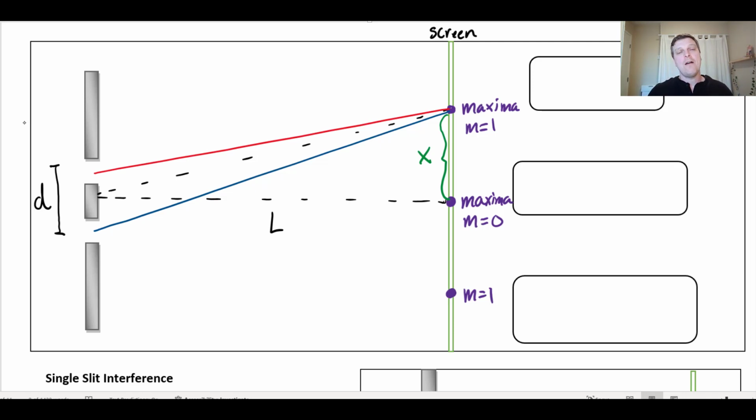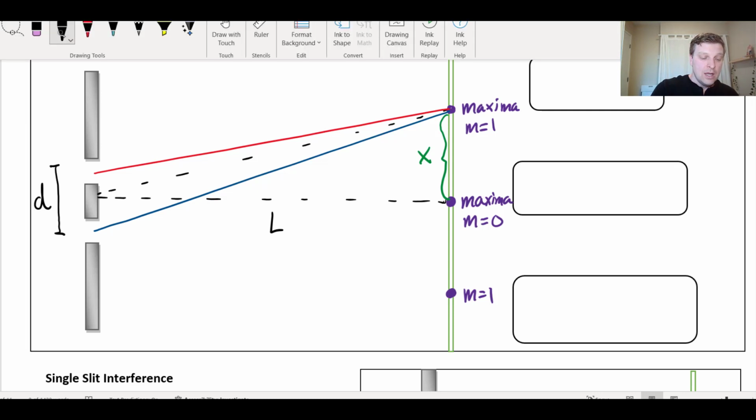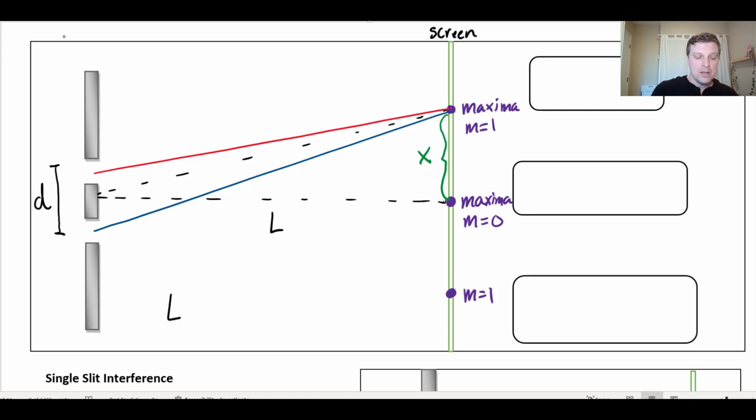Okay. Now, a few things that we have to point out here. In reality, for this to work, L is going to be much bigger than X.